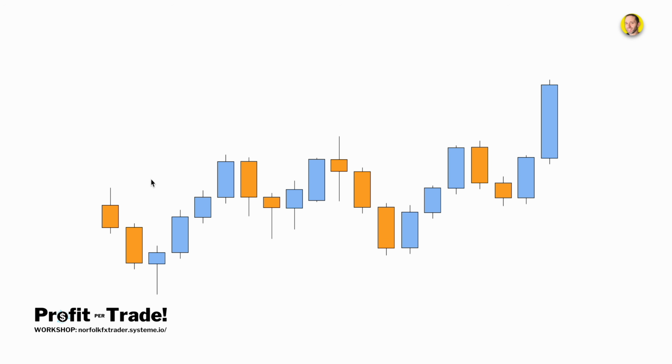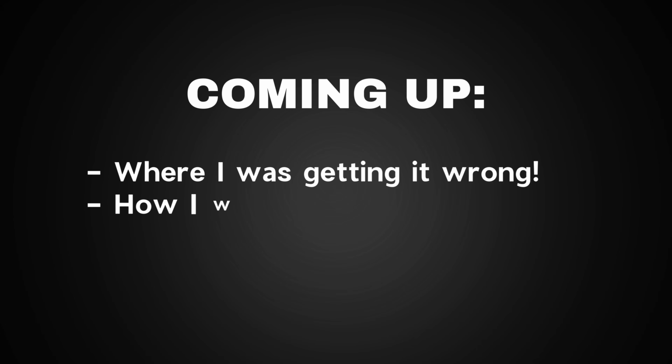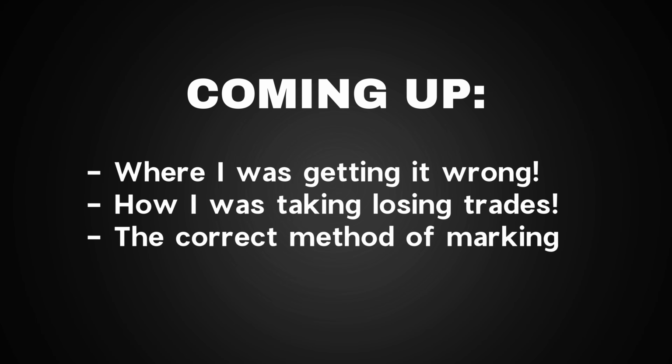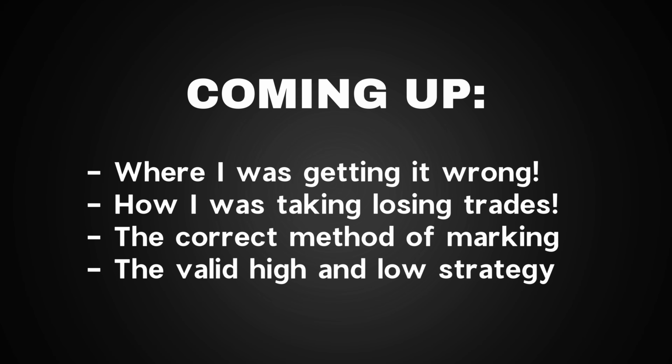So first, let's look at this structure in the market. If we just map it out with a pen, then we'll go through more step by step where I was getting it wrong, how I was taking losing trades, and then afterwards we'll go through the correct way of doing it. And you're also going to learn briefly the valid high and low. It's going to help you.